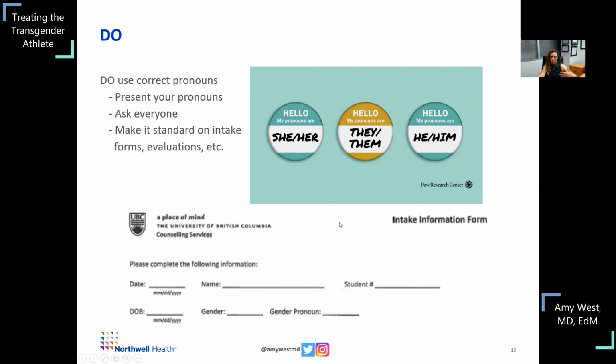So you present your pronouns, you just ask everybody, and you make it standard on your evaluations. On your intake forms, like this one from the University of British Columbia, it's just another question: name, date of birth, gender pronoun. If you ask everyone, then no one feels left out.